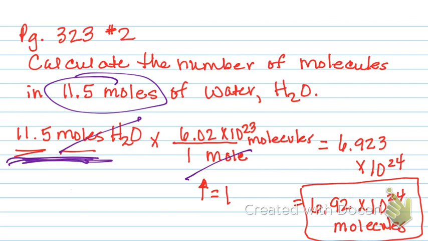I pick up the calculator. 11.5 times 6.02 times 10 to the 23rd. Don't forget that 23rd, of course, okay? Equals 6.923 times 10 to the 24th. I only want 3 sig figs, so I shorten that to 6.92 times 10 to the 24th molecules. All right? Okay, moving on.